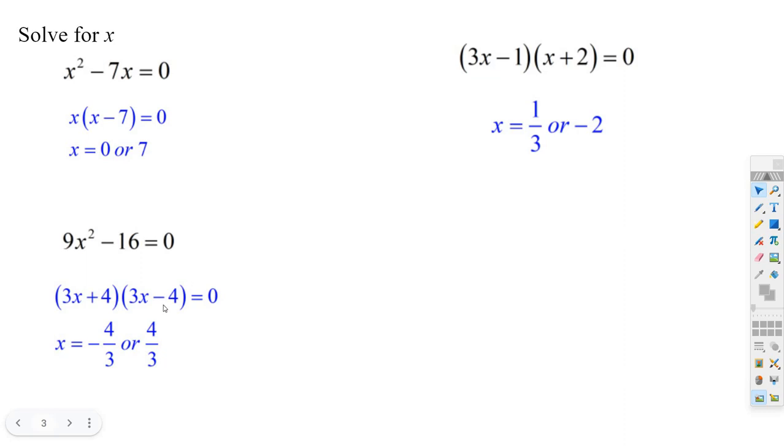There's a mark. And what are your two answers? Now we're looking at them. 4 over 3 and change the signs, or negative 4 over 3. 4 over 3 and change the sign.